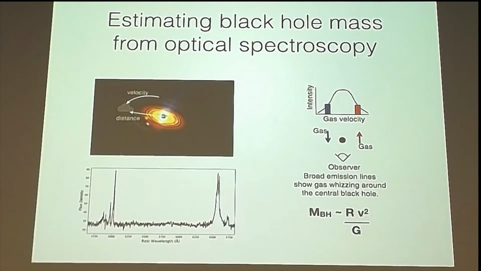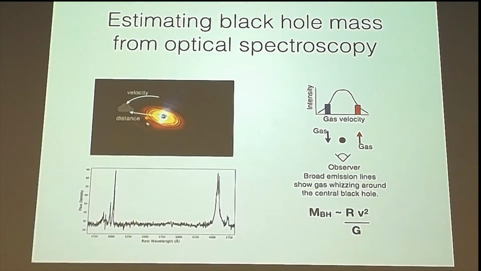Okay, and you can also estimate the masses of black holes from optical spectroscopy, which is work that Misty Bentz has done a lot on. And so with these broad lines, if you can estimate the distance to this broad-line region and how fast those clouds are moving, you can actually get an estimate of the black hole mass.